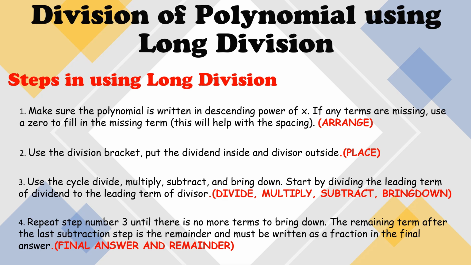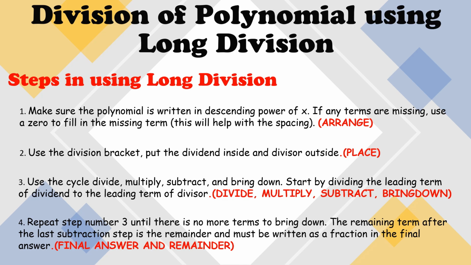Step 2, use the division bracket. Put the dividend inside and divisor outside. For shortcut, we're going to use the word place. Then step 3, use the cycle, divide, multiply, subtract, bring down. Start by dividing the leading term of dividend to the leading term of your divisor. So that will give us a divide, multiply, subtract, bring down, or the division cycle.